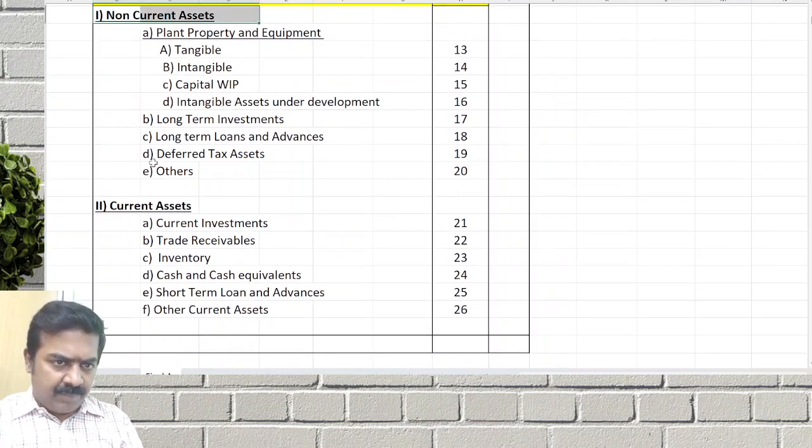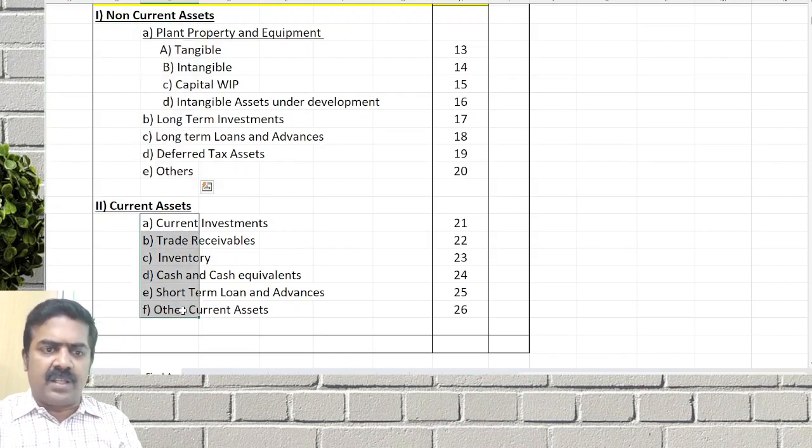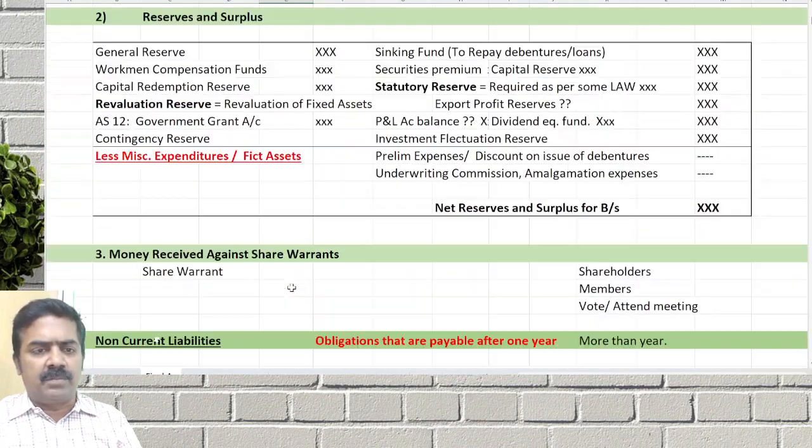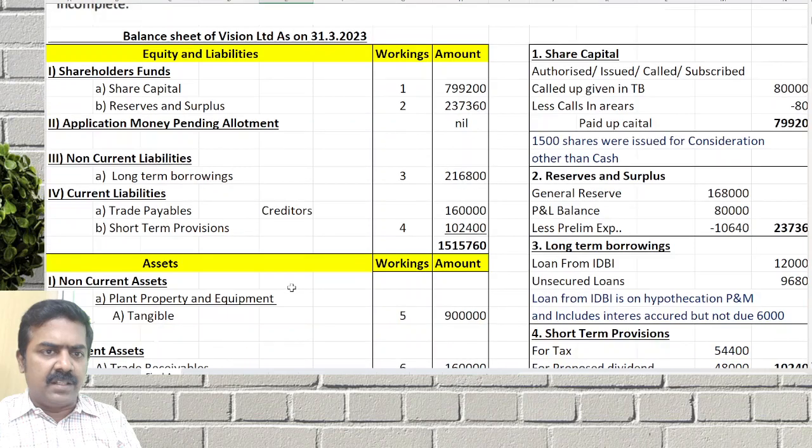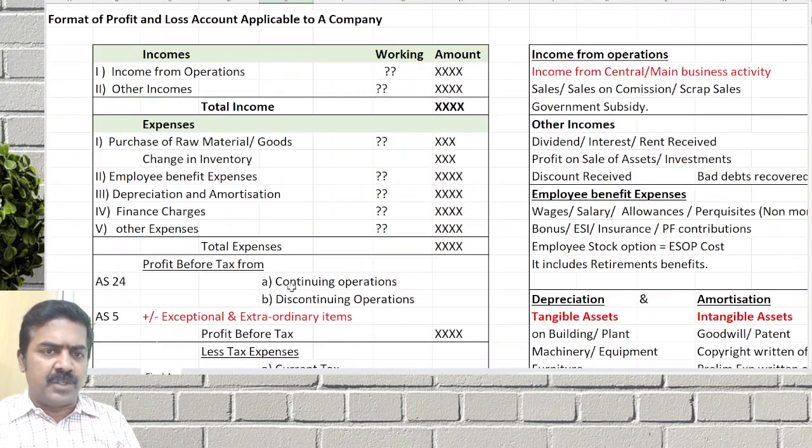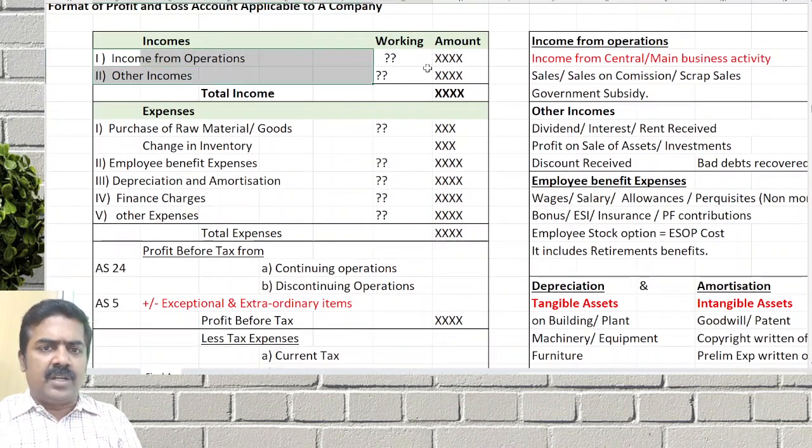Non-current assets, current assets are the main headings. Within that, subheadings, if it is given in the question, you write it. That is your balance sheet. Then we had seen the P&L account format. In the P&L account, income from operations we show as main, then other incomes.